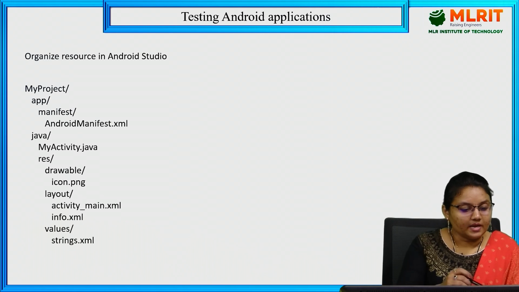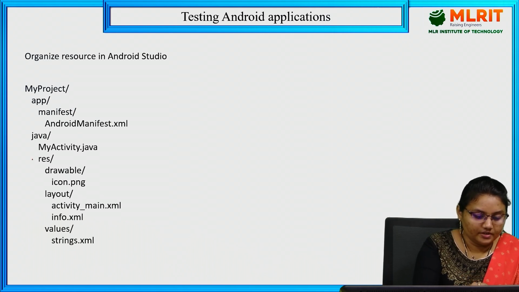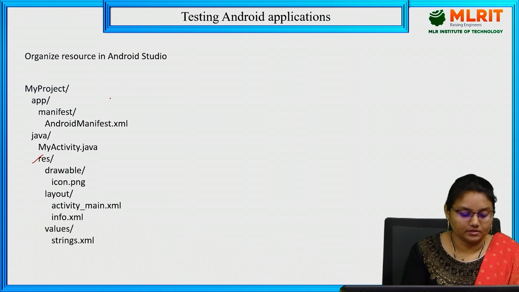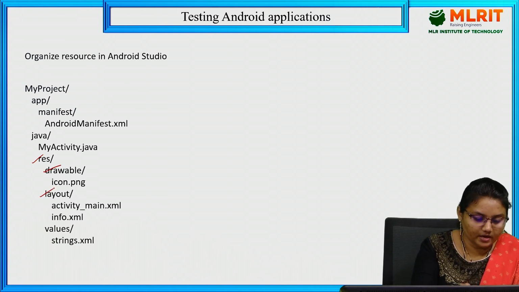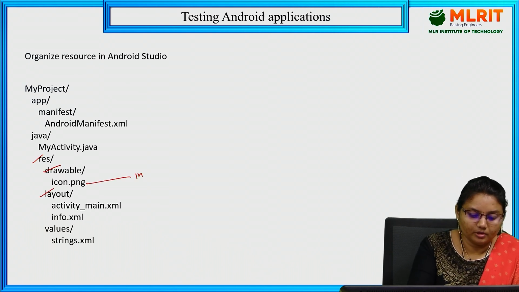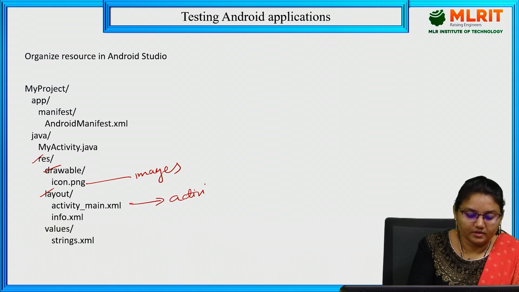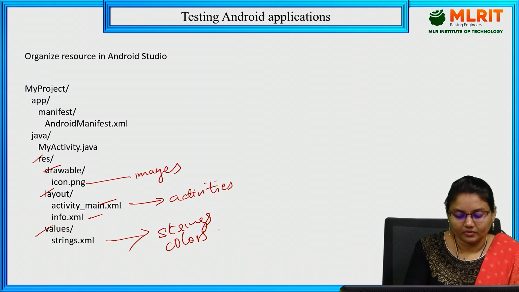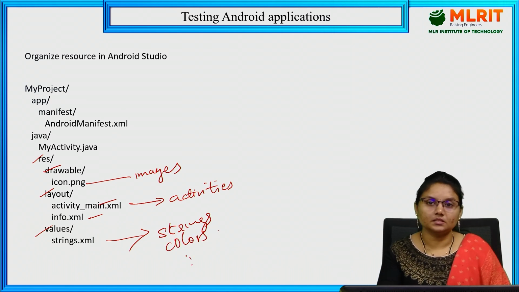Now, my project, app, manifest file, Java, resources. This is how the resources are organized in Android Studio. You have drawable and layout. In the drawable folder, we will be putting the images. In the layouts, we'll put the activities XML, like two different activities. Values, any other values like strings or colors, etc., can be placed in values.